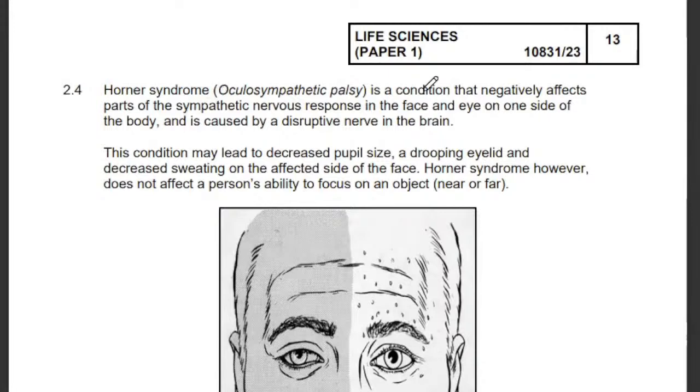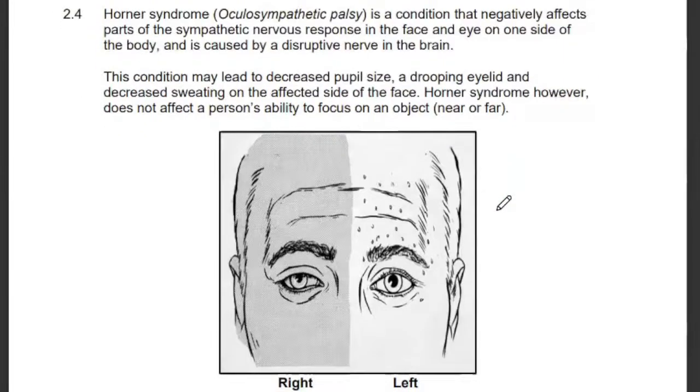Horner syndrome is a condition that negatively affects the part of the sympathetic nervous system in the face and the eye of one side of the body. It is caused by disruption of a nerve in the brain. The condition may lead to decreased pupil size and drooping eyelids, and also decreased sweating on the affected side of the face. Horner syndrome, however, does not affect the person's ability to focus on an object. Yes, so that means it doesn't affect the person's ability to see near and far objects.